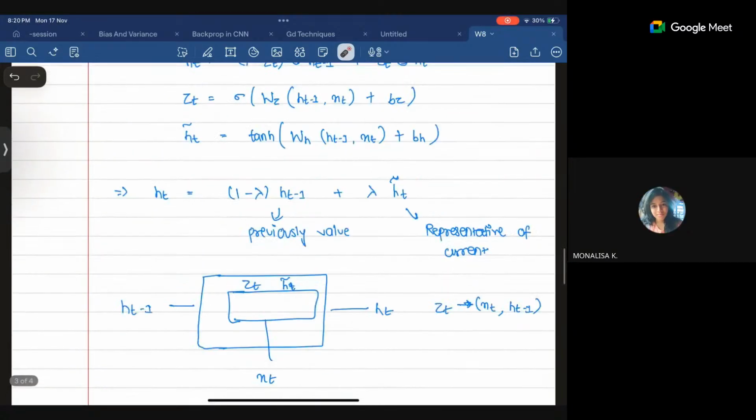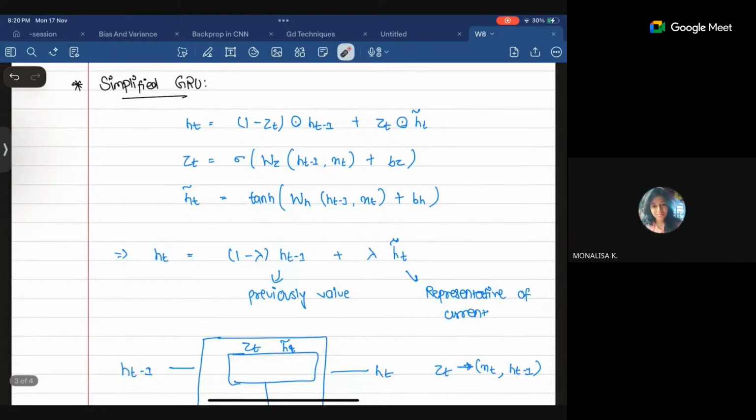In this equation, this is a linear combination with a certain scalar lambda. Can we interchange those two coefficients with these two, h of t minus 1 and h tilde t? No. Basically, the convention is that ZT is the vector or the amount of information we want to keep for the current hidden state. So that's the convention we are following.